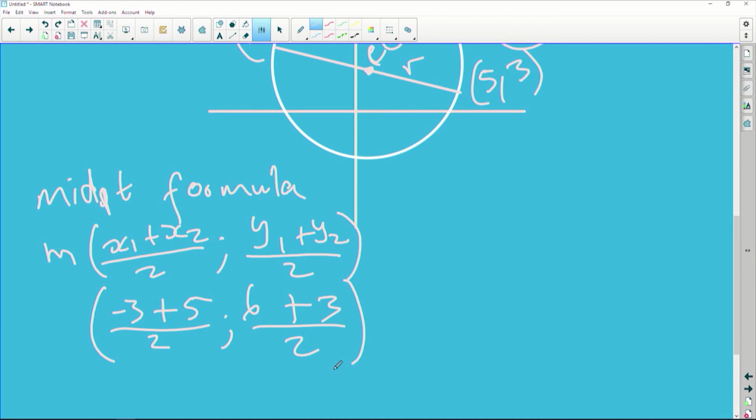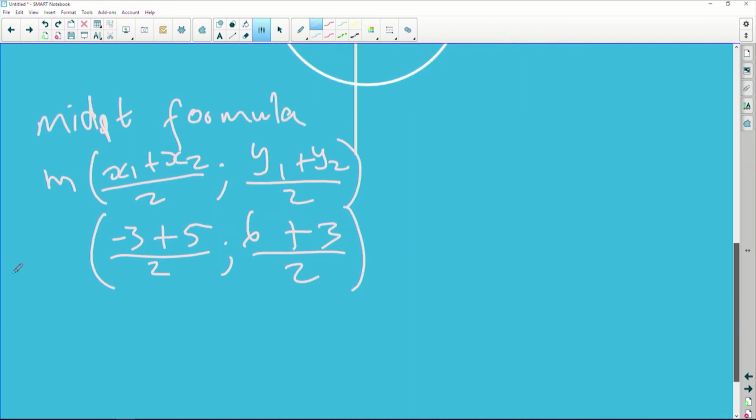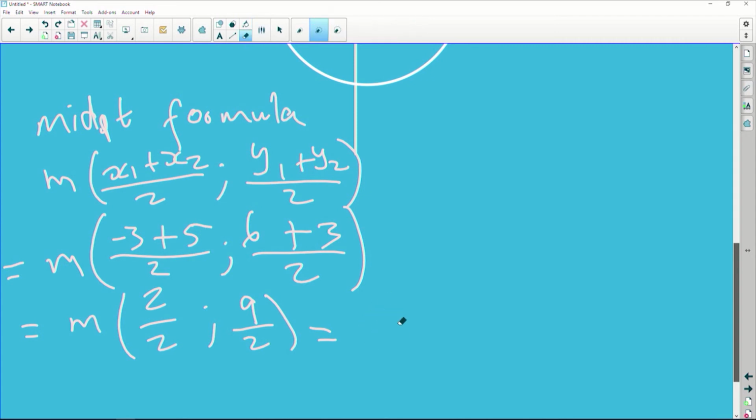And then this will be equal to, remember this is mental math, so you don't really need a calculator here. -3 plus 5 will give me a 2 divided by 2. And then here I'm going to have 6 plus 3, which is equal to 9 divided by 2. And then the final answer here will be 1, not 1 over 1, it will just be 1. So the final answer will be 1 and 9 divided by 2.